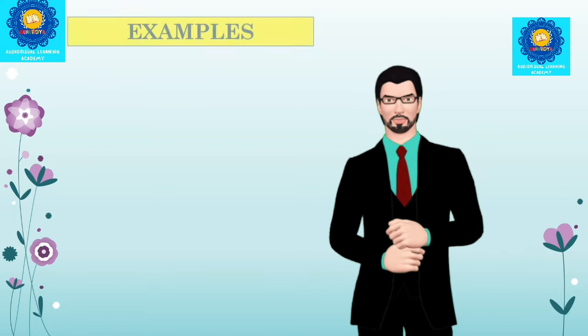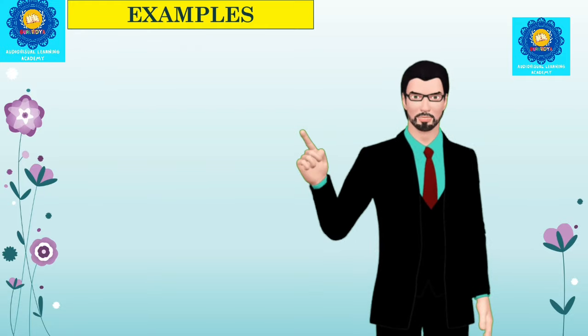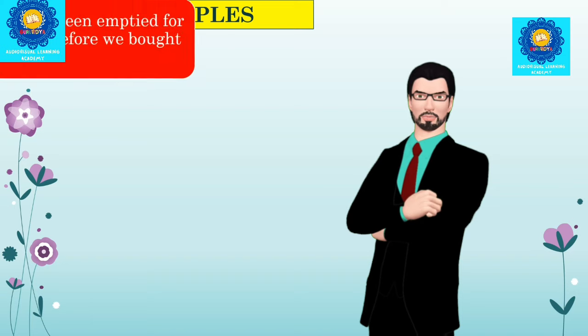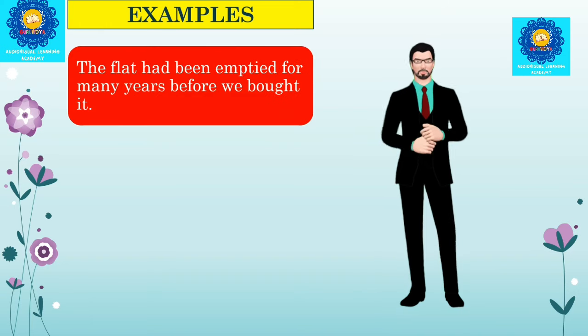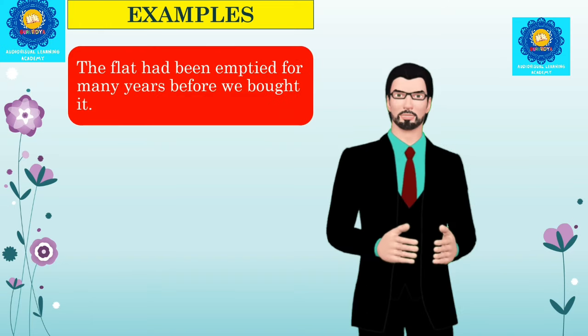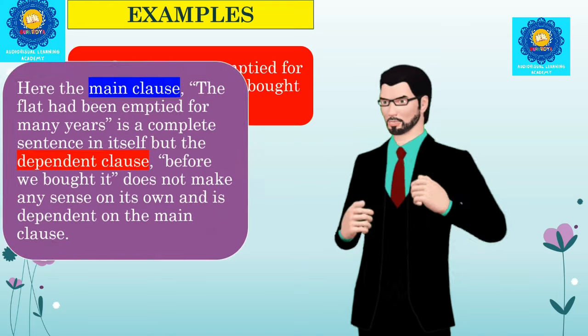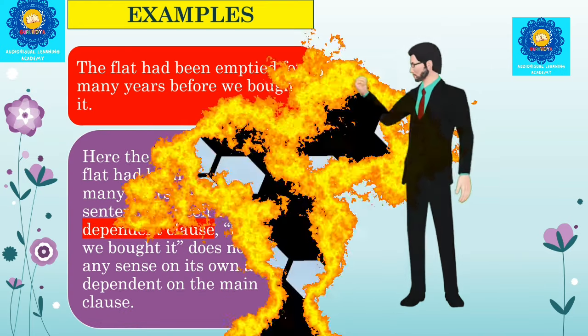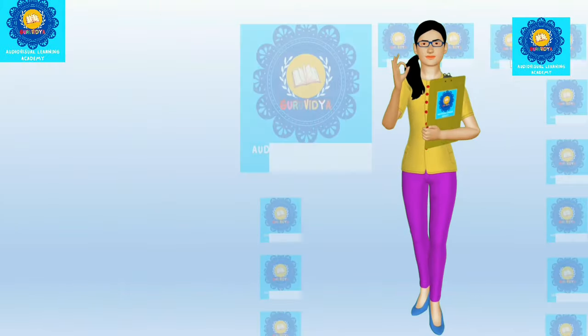The flat had been emptied for many years before we bought it. Here the main clause, the flat had been emptied for many years, is a complete sentence in itself, but the dependent clause, before we bought it, does not make any sense on its own and is dependent on the main clause.